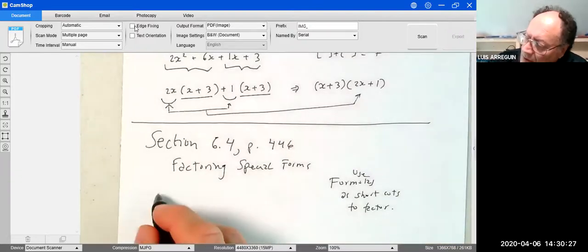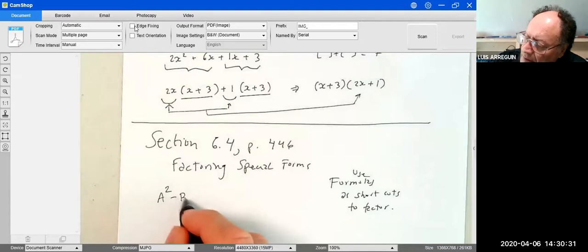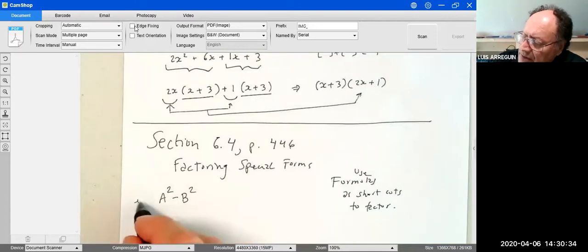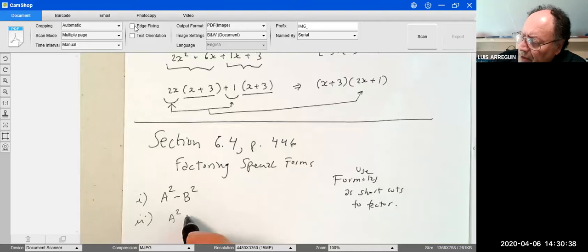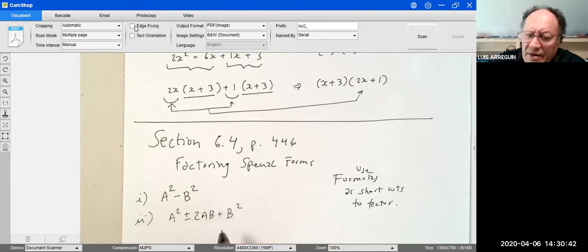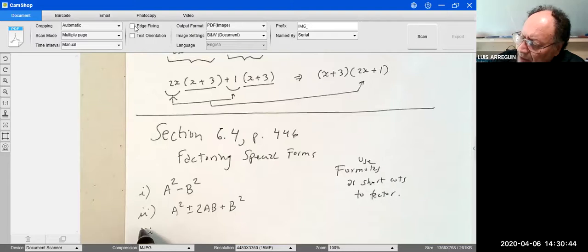So we're going to have something like this: a squared minus b squared. That's our first case that we're going to study today. Then we're going to have a squared plus minus 2ab plus b squared. And finally, we're going to have something like a cubed plus minus b cubed.